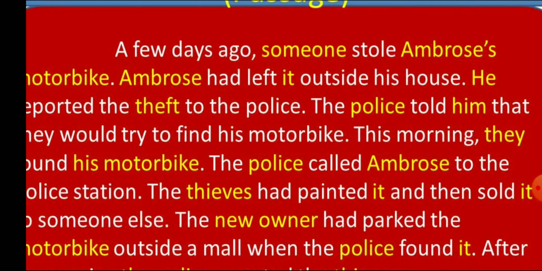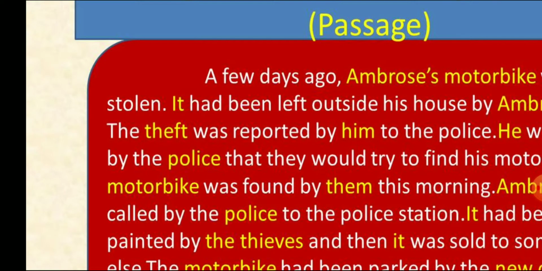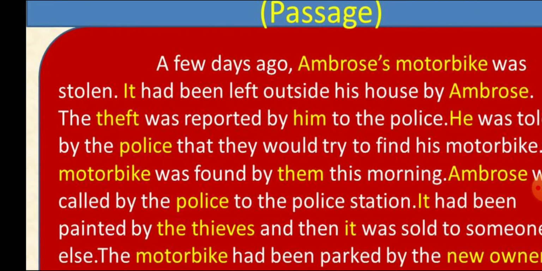Ambrose had left it outside his house. Now identify the subject and object and identify the tense. Ambrose is the subject, it is the object. Now the sentence is in past perfect tense. Now interchange the subject and object: It had been left by Ambrose outside his house. That is the correct form. So, let us check whether I have written it correctly: It had been left outside his house by Ambrose.